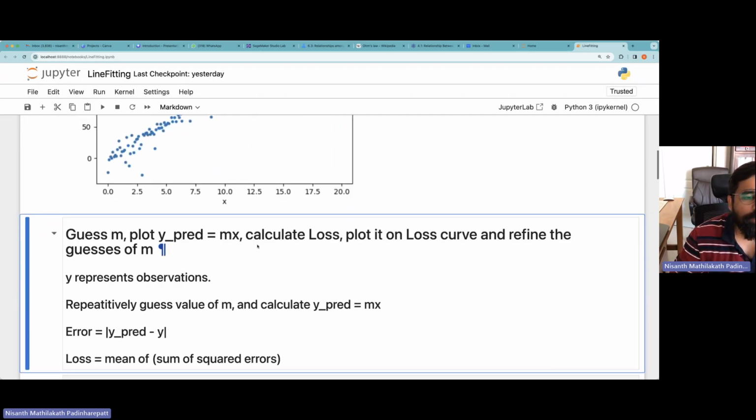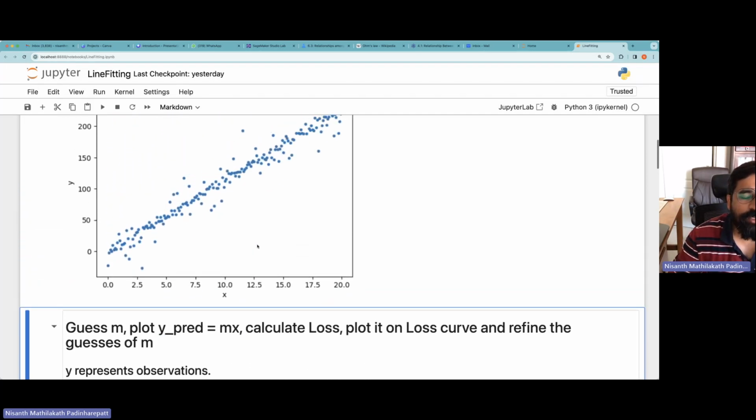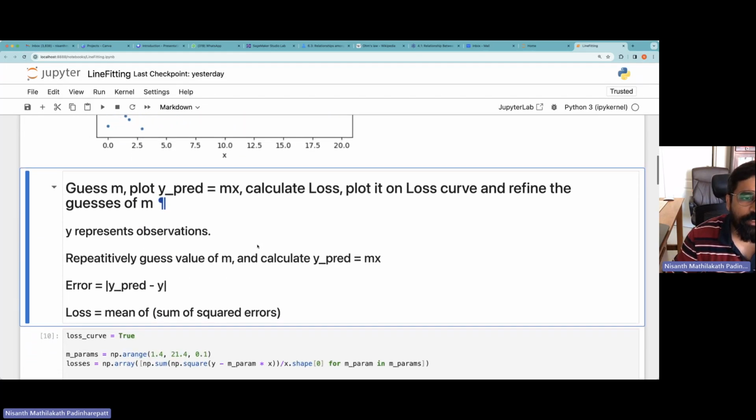Now, how will you fit a linear model to it? y equal to mx. We guess m, just like we guessed the slope. We drew different lines earlier, right? Yellow, red, and green lines. So, how did we draw? A line is specified by the slope, right? If it is passing through the origin, the slope is what determines the line. So, we guess that slope, or parameter for the model m, and plot this line y pred equal to mx.